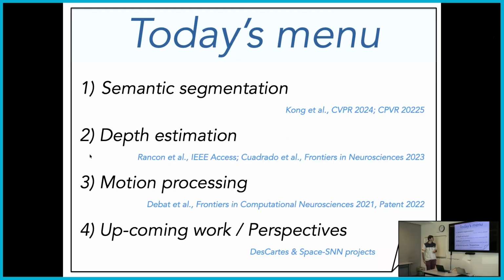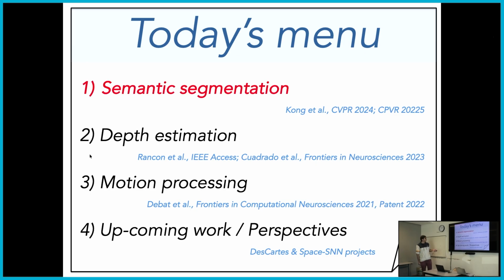My talk today will be divided into four parts. The first one is on semantic segmentation, because I'm here for the PhD defense of Dalia Arep tomorrow, and this is the main topic of her PhD, so this is why I decided to present it today. You'll see that this part only uses event-based cameras, but not spiking neural networks. Then I'll talk about depth estimation, motion processing, and, most importantly, upcoming work and perspectives, things that we are currently doing in the team.